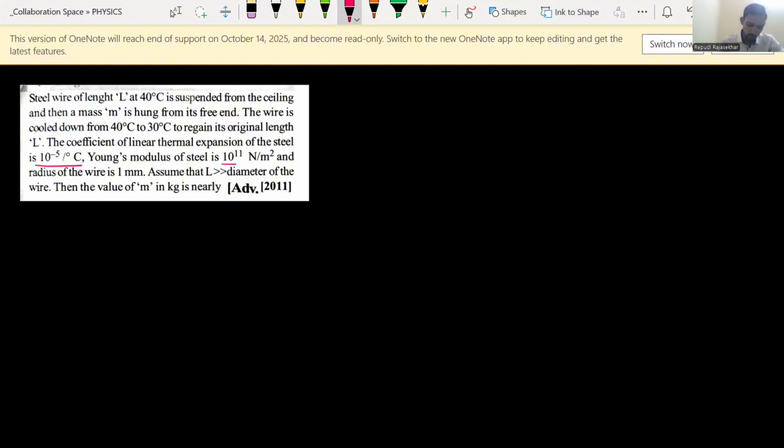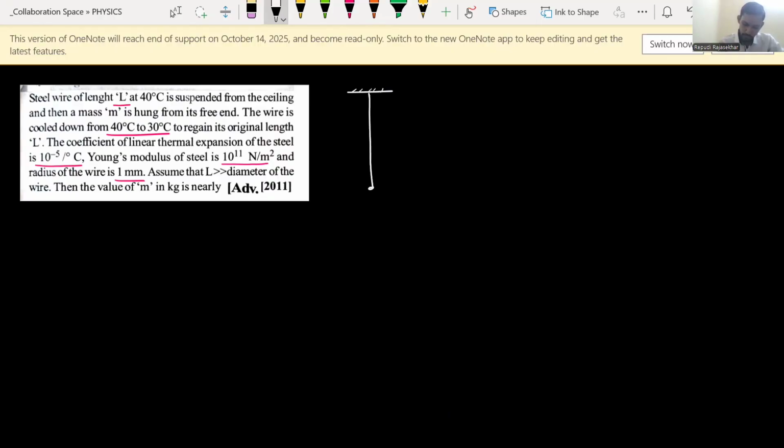And Young's modulus is also given. The radius of the wire is 1 millimeter, and the temperature is cooled from 40 to 30 degrees centigrade. The initial length of the wire is L. Okay, this is the required data mentioned. Now, how to analyze the question: let us take this as the rigid support.